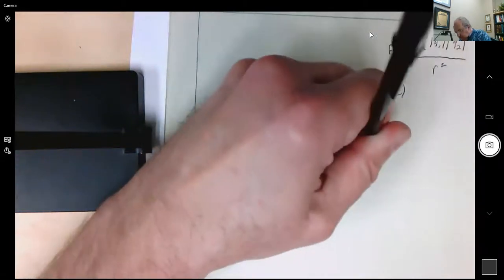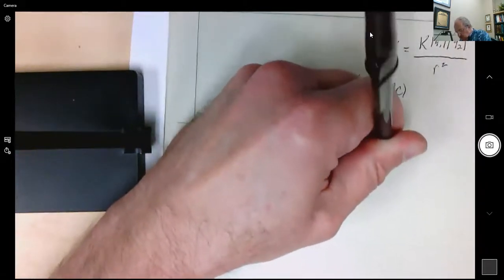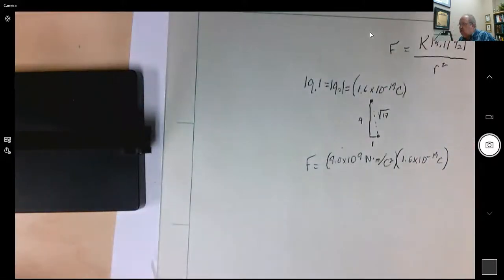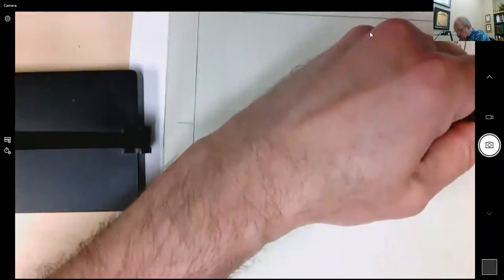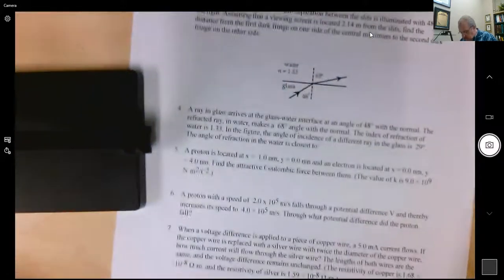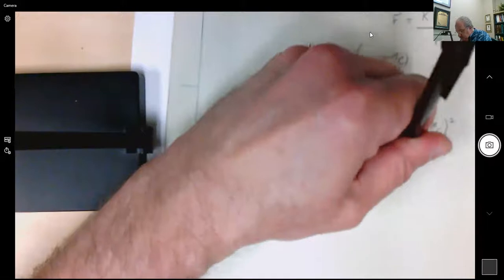9.0 times 10 to the 9th newton meter squared per coulomb squared times 1.6 times 10 to the negative 19th coulombs. And since the charge is the same, but just opposite signs, and I'm taking the absolute value, I can just square that term. Okay, and then I take the radius squared. So the square root of 17 squared is just 17. But that is 17 what? That is 17 nanometers.